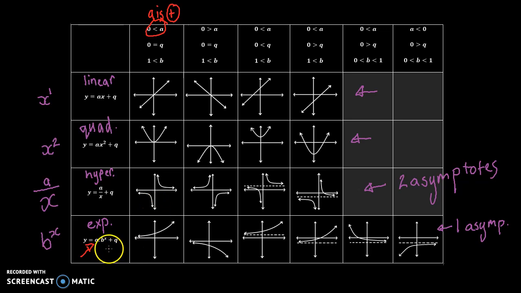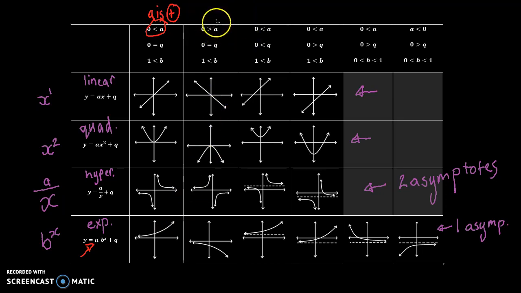Then lastly, the exponential function. If a is more than 0 and b is more than 1, it means that the function is going to be above the asymptote, and because b is more than 1, it's going to move away from the asymptote. In other words, it's getting bigger and bigger and bigger the whole time.